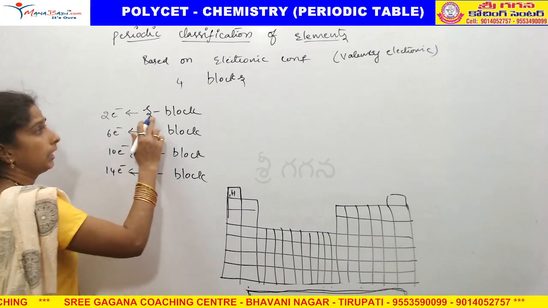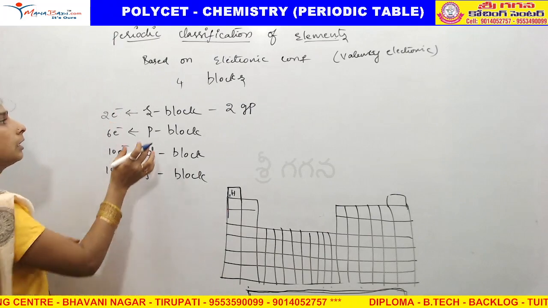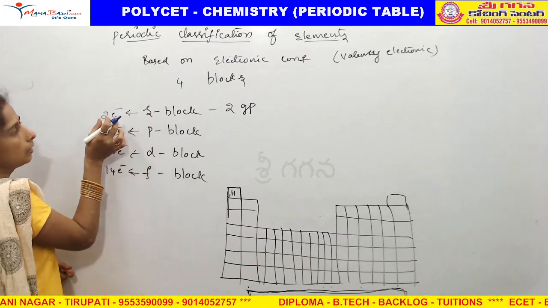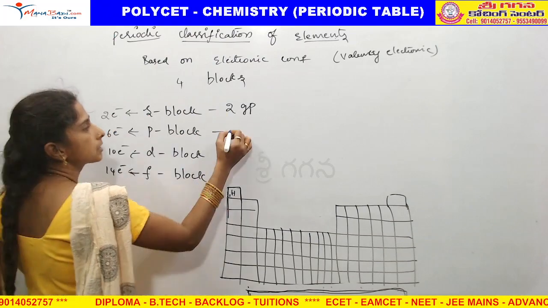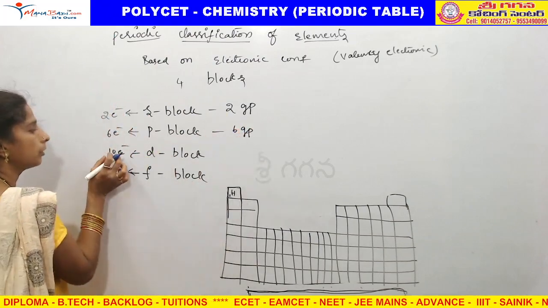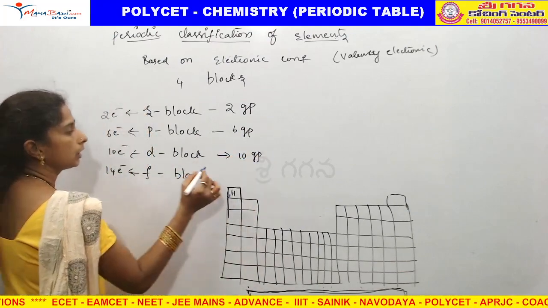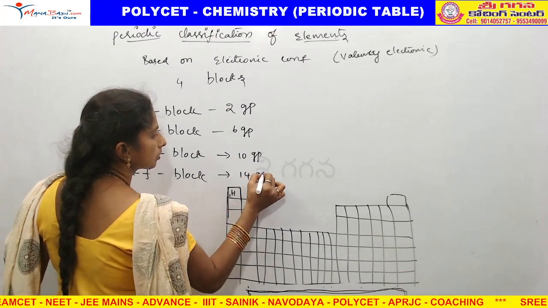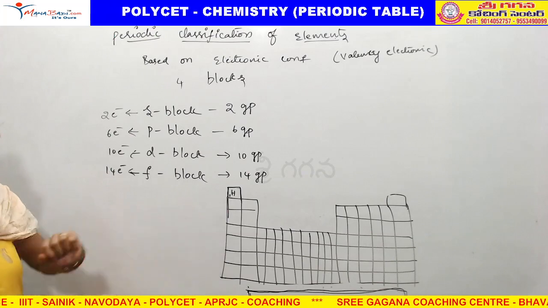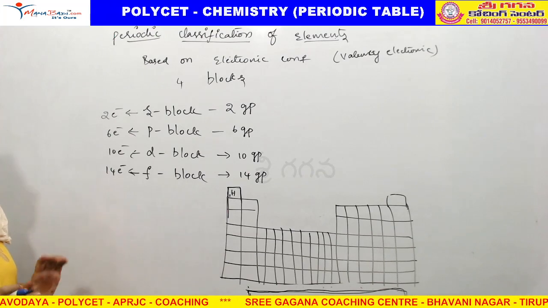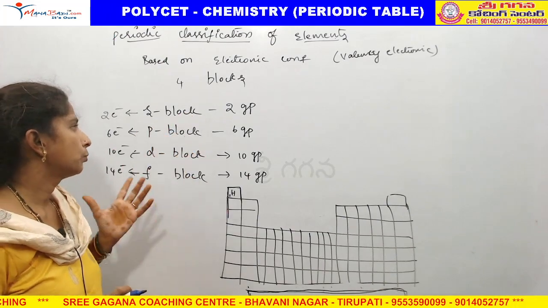So in the S block, 2 groups are present. You can remember it very easily. S orbital accommodates 2 electrons, so 2 groups. P block can accommodate 6 electrons, so 6 groups. D block 10 electrons, so 10 groups. F block 14 electrons, so 14 groups. 14 groups are present in this periodic table. Now we are going to know about each block.